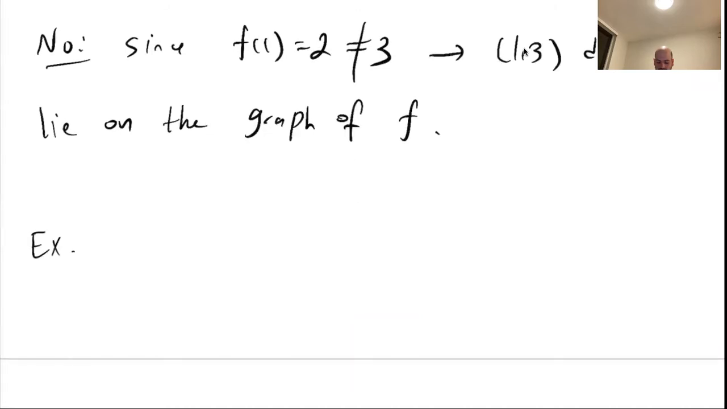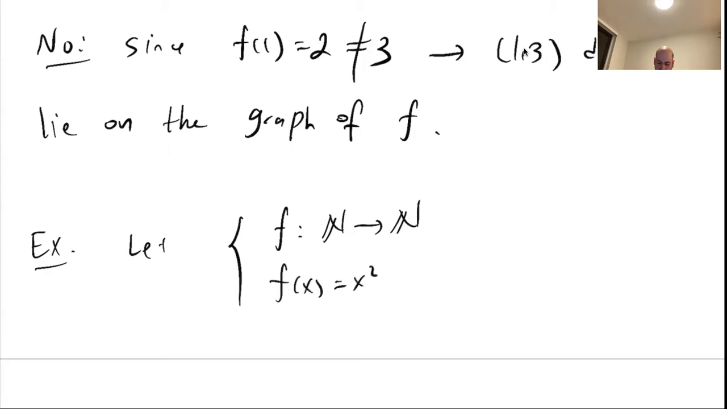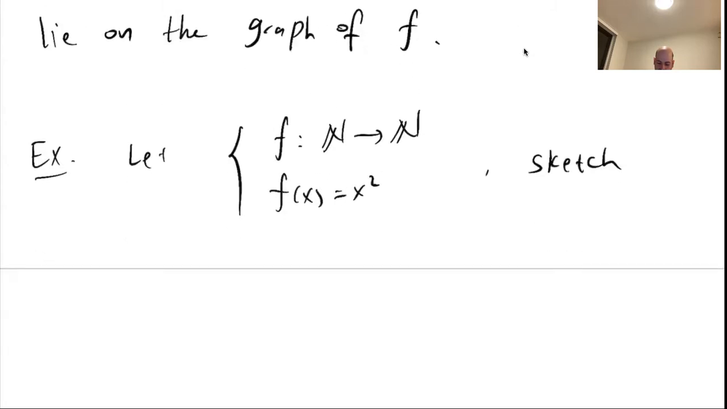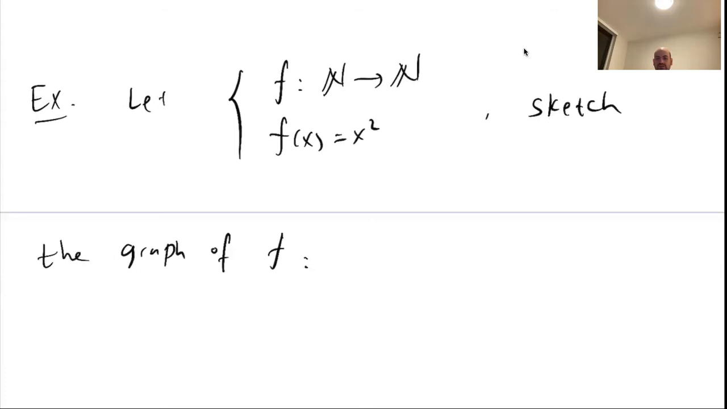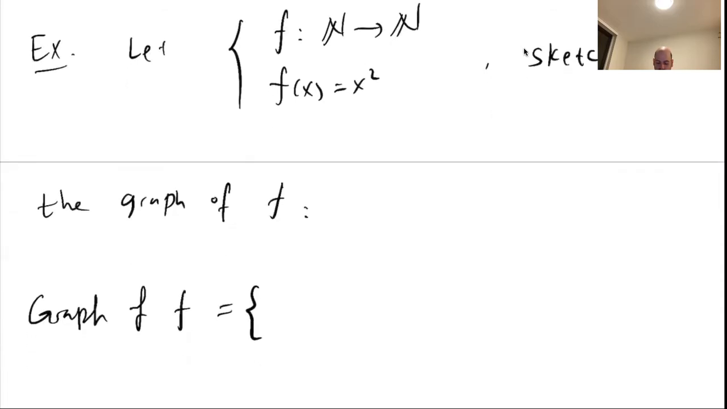Okay, another example. Let's say f from N to N. Let's say f of x equals x squared. Sketch the graph of f. So what is graph of f in this case? So graph of f equals the set of all pairs where the first coordinate comes from the domain N.